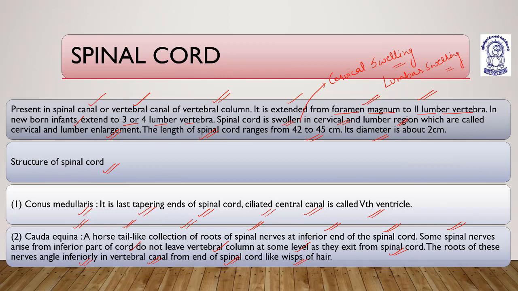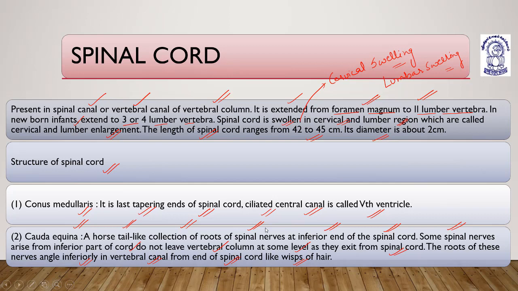Cauda equina is a horse tail-like collection of roots of spinal nerves at the inferior end of the spinal cord. Some spinal nerves arise from the inferior part of the cord and do not leave the vertebral column at any level as they exit from the spinal cord. The roots of these nerves make an angle inferiorly in the vertebral canal from the end of the spinal cord, like a wisp of hair.